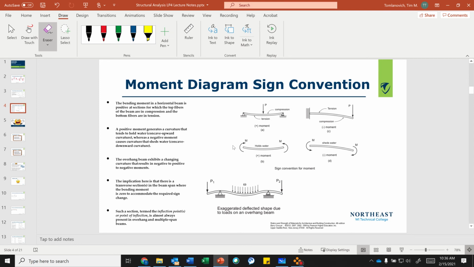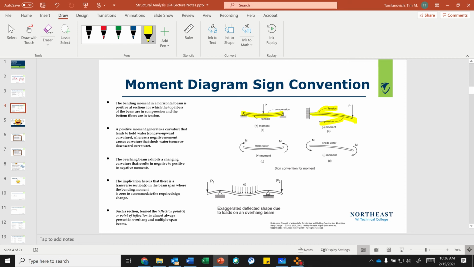I want you to take a look at this. So when we put a load on here, as you can see, this thing wants to bend. So the bottom fibers end up in tension and the top fibers end up in compression. Okay, now if you look over here, it's bending down, so we get the opposite effect.